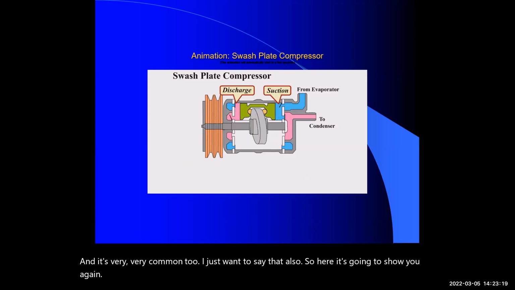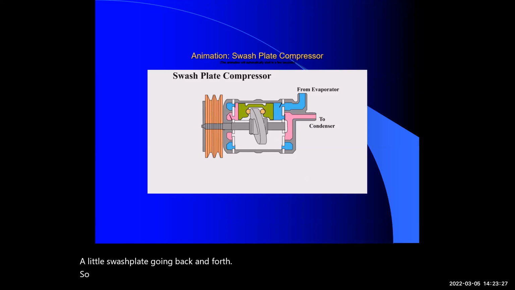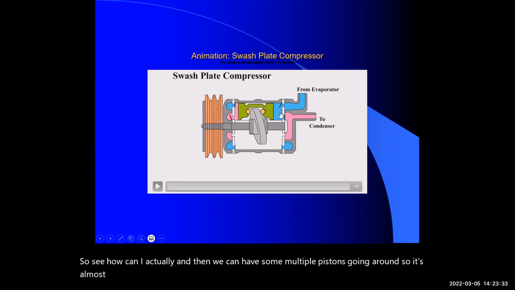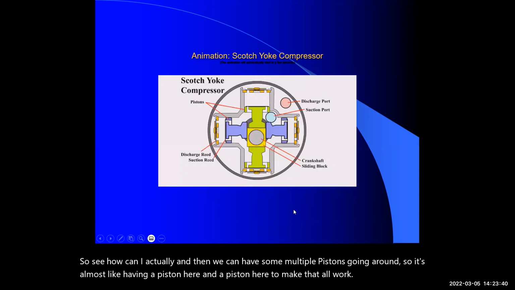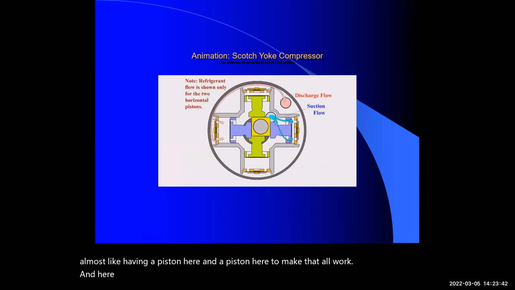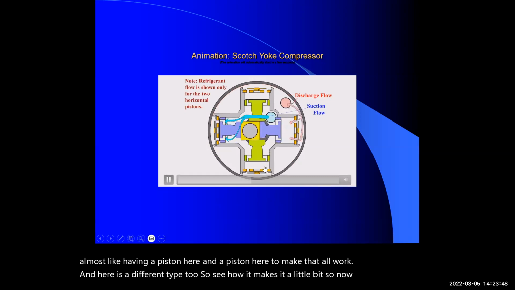Boom, boom. A little swash plate going back and forth. So you see how it kind of actually, and then we can have multiple pistons going around. So it's almost like having a piston here and a piston here to make that all work. And here is a different type too. So see how it makes it a little bit, so now we have 1, 2, 3, 4 pistons going on.